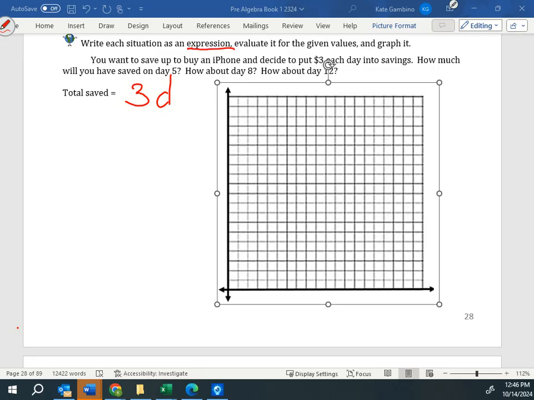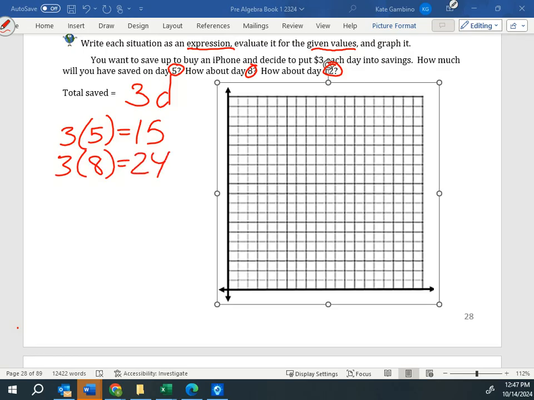Now we need to evaluate it for the given values. Well, I've got 5, 8, and 12 days. So 3 times 5 is 15. 3 times 8 is 24. And 3 times 12 is 36. So I know I'm having $15 put away on that 5th day. On the 8th day, I will have $24. And on the 12th day, I will have $36. You with me so far?